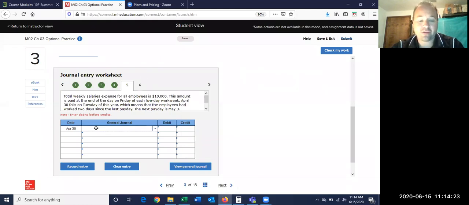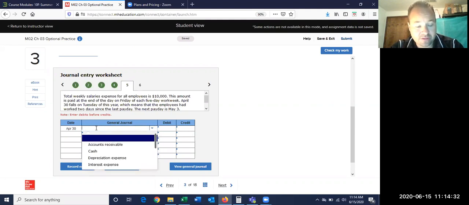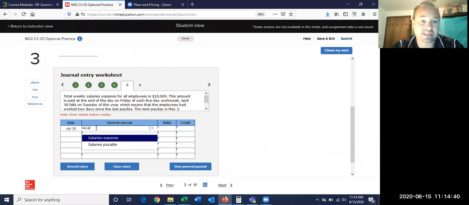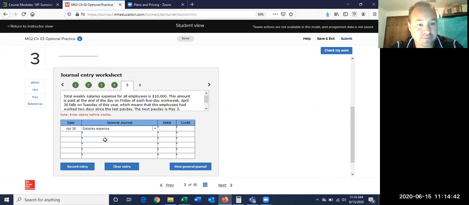So on April 30th, instead of showing wages expense of $10,000, they're going to call this, instead of wages, I don't like it when they change the name, because if you just type in wage expense, nothing shows up. On the other one we did, we got to call this one salary expense.